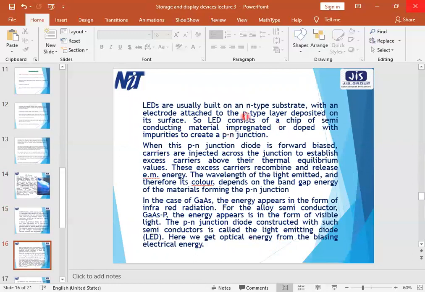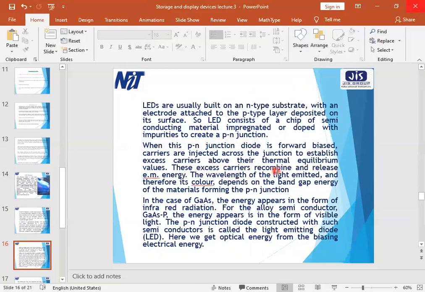LEDs are usually built on an N-type substrate, we know that, with an electrode attached to the p-type layer deposited on its surface. So an LED consists of a chip of semiconducting material impregnated or doped with impurities. Doping is what? The adding of impurities to pure or intrinsic semiconductor. When this PN junction diode is forward biased, carriers are injected across the junction to establish excess carriers above their thermal equilibrium values.